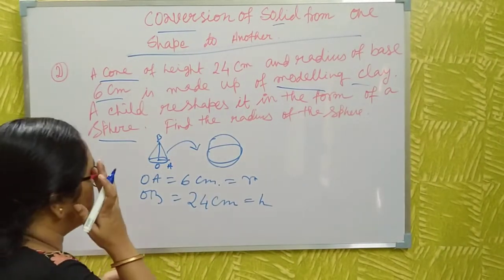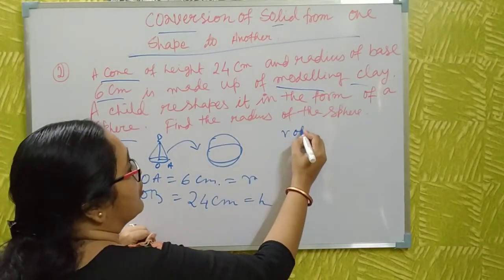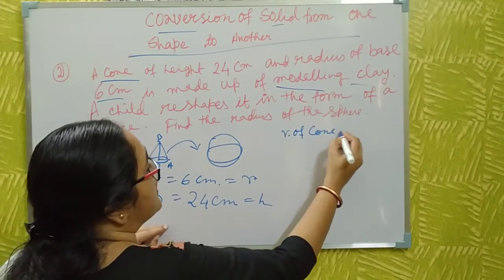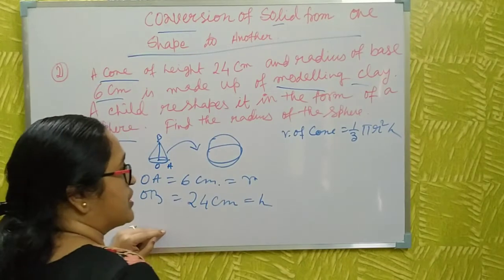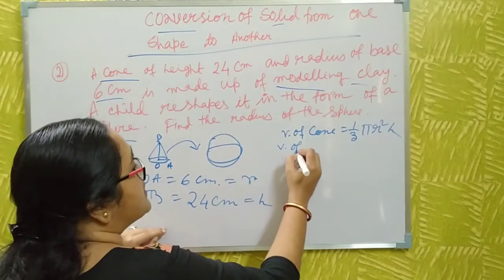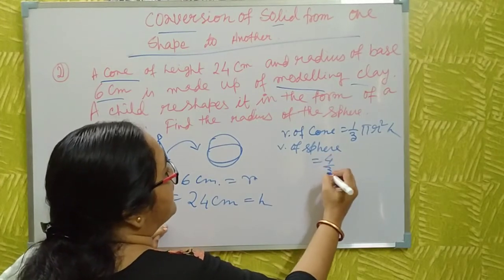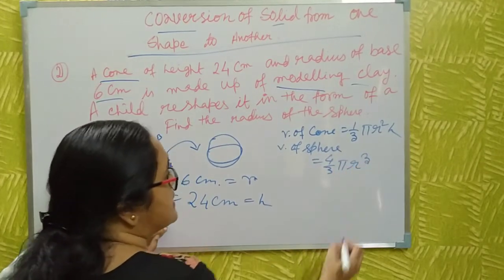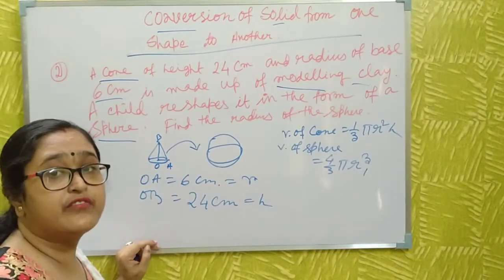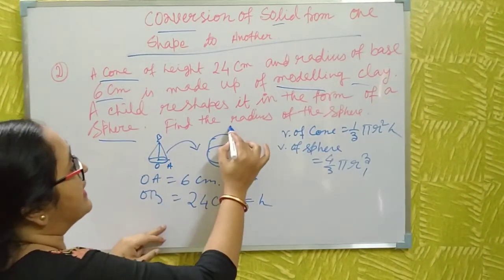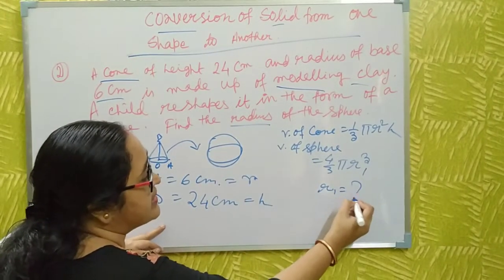Listen and just remember it and write the volume of cone. Volume of cone is 1/3 pi r square h. Now the volume of sphere, you just remember, is 4/3 pi r cube. Here, this one is r and this one is another r. R is different here. You just find the radius of the sphere. Now in the question, you just find R1 here.